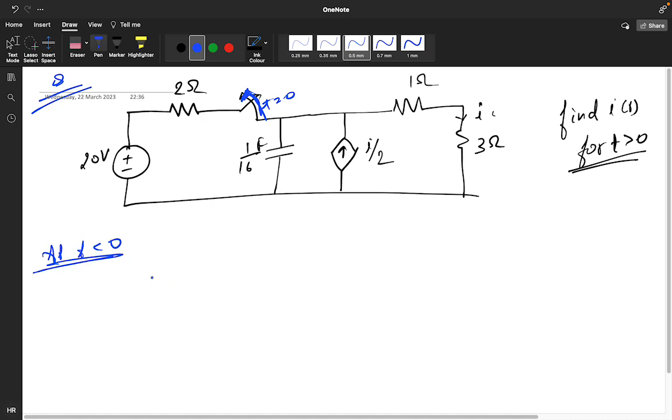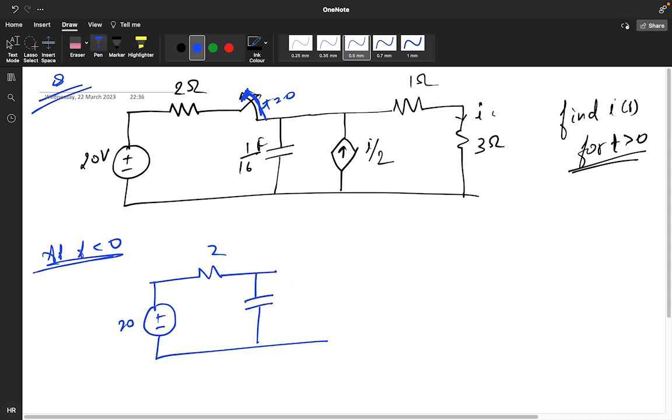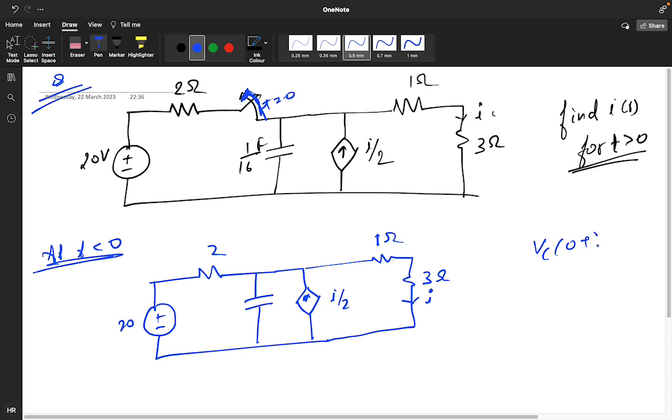At t is less than 0, how was my circuit? 2 ohm, positive negative 20 volt. This is my capacitor. This was my I/2. This particular is my 1 ohm, and this particular is my 3 ohm, and this is my I value. Okay, my circuit was like this, and you need to find the value of VC 0 plus. So means at t is less than 0, the circuit was at infinite position.